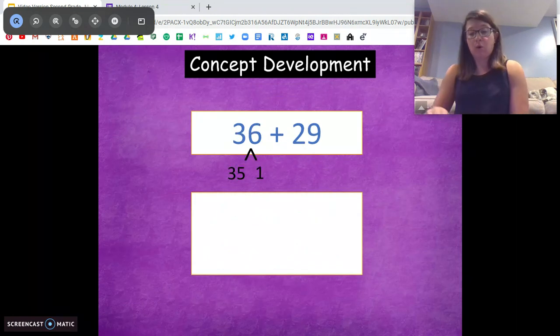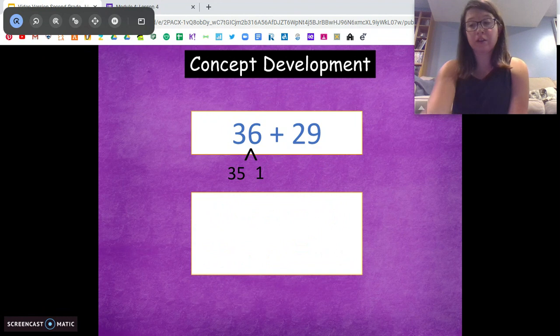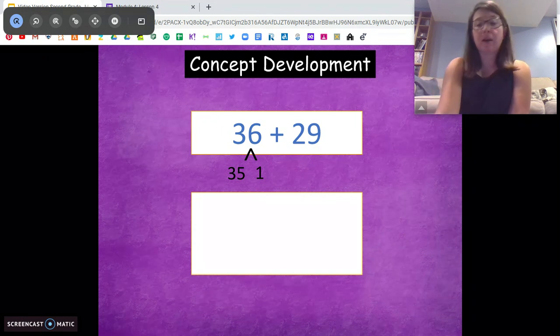Try this one on your own. Pause. Try it on your own with the number bond, making a 10, and come back when you're ready, and we'll go over it.